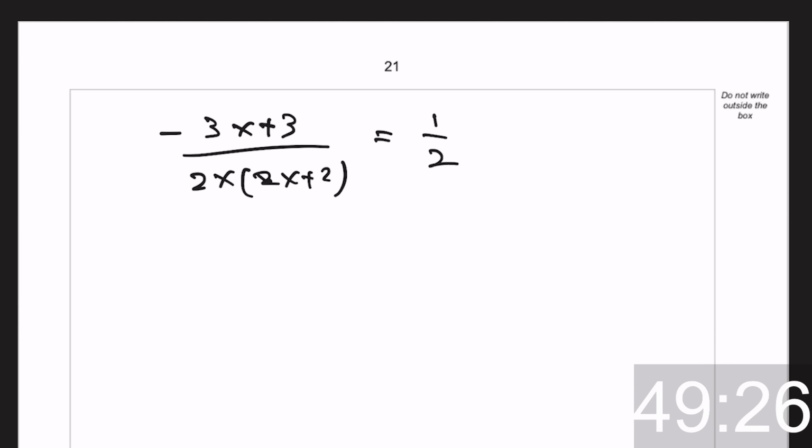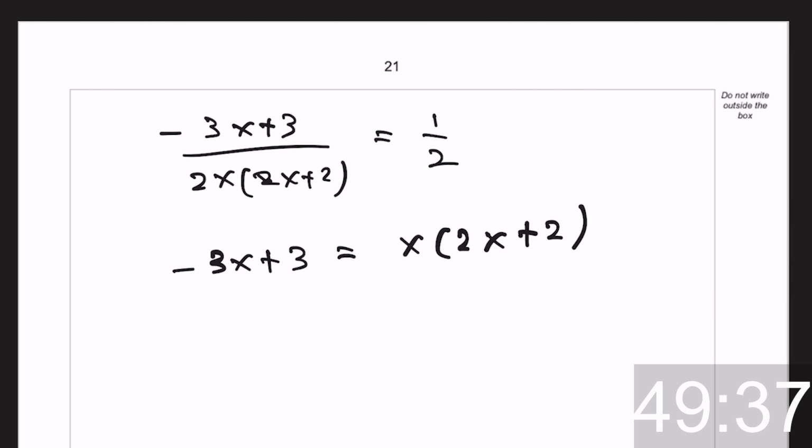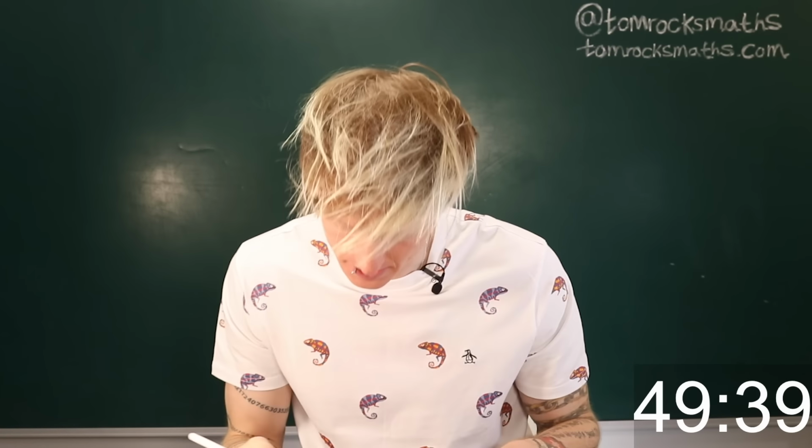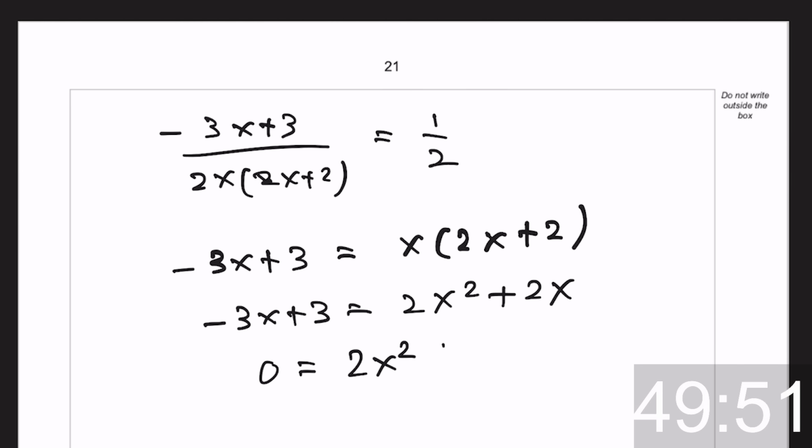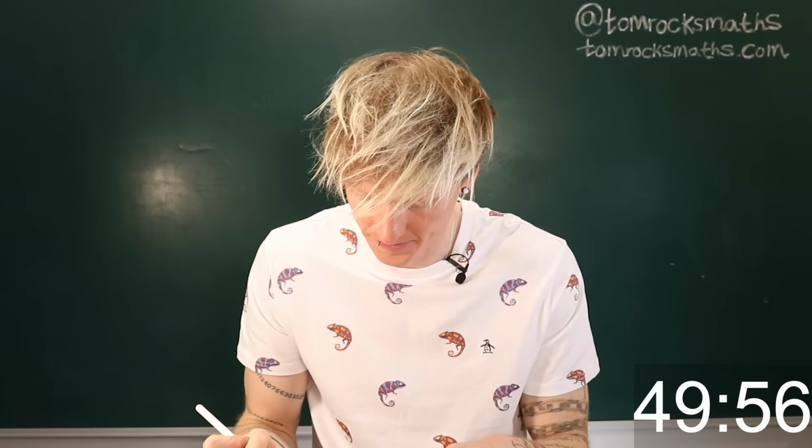Great. So, multiply both sides by 2, so it's minus 3x plus 3 equals, multiplying up by the 2x, so you get an x times 2x plus 2 on the top, and then those 2's cancel. Excellent. So minus 3x plus 3 equals 2x squared plus 2x. So then you're going to get 0 equals 2x squared plus 5x minus 3.